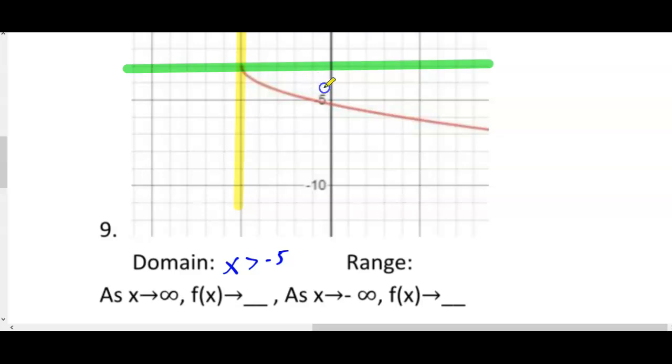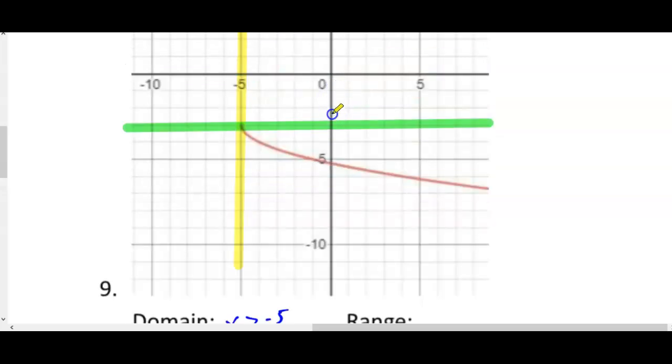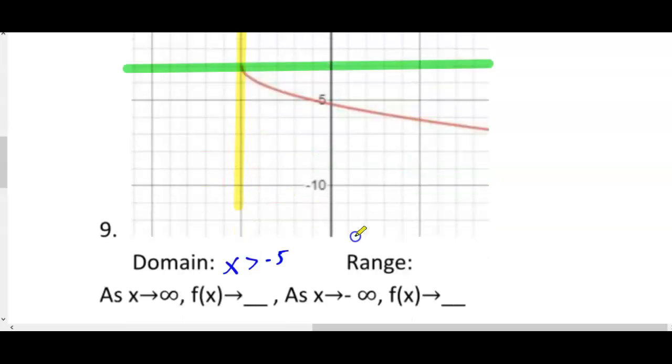Alright, wait, is that -5? Sorry about that. 0, 1, 2, 3. It can't go above -3. So we say y is less than -3, like that.